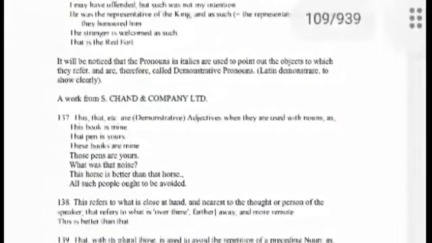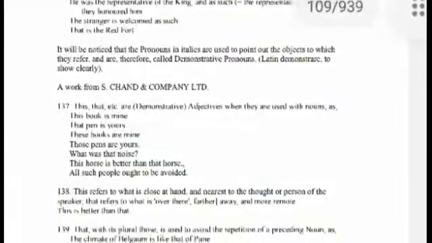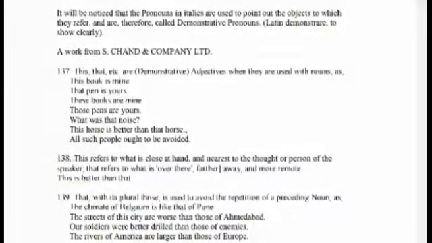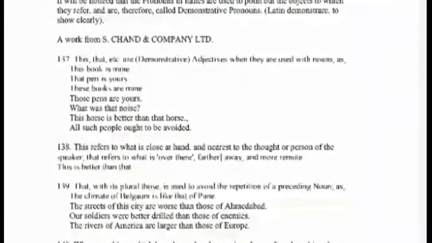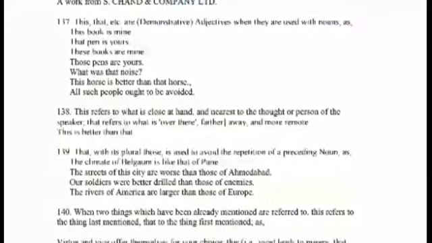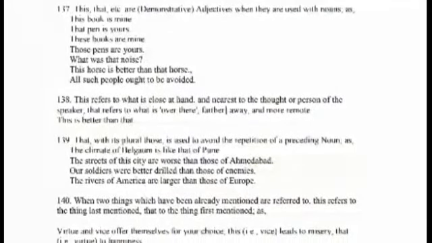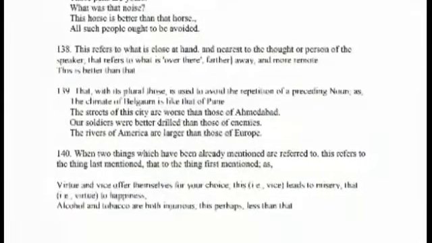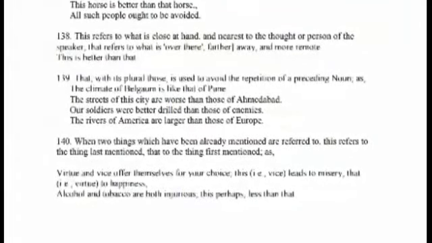This, that, etc. are demonstrative adjectives when they are used with nouns. This book is mine, that pen is yours, these books are mine, etc. This refers to what is close at hand and nearest to the thought or person of a speaker. That refers to what is over there, farther away, and more remote. This is better than that. That with its plural those is used to avoid the repetition of a preceding noun. The climate of Bangalore is like that of Pune.